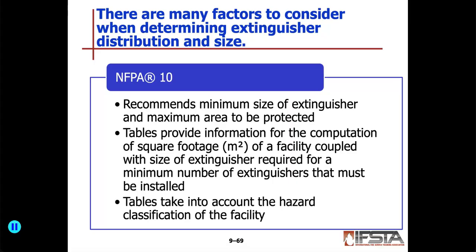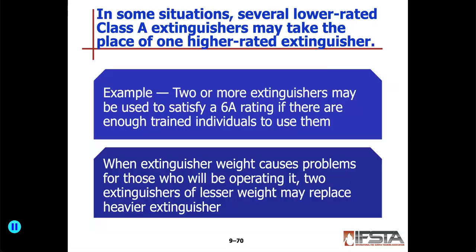NFPA 10 recommends the minimum size of extinguisher and the maximum area that extinguisher is going to be able to protect. And then you have tables that provide information for the computation of how much square footage of a facility could be protected, coupled with the size of the extinguisher that's required for that square footage of the facility, and the minimum number of extinguishers that you have to have installed so that you take into account the square footage of that building. Tables take into account the hazard classification of the facility as well. Is it a light hazard? Is it an extra hazard? So that will also help determine how many extinguishers you need and what size you need.